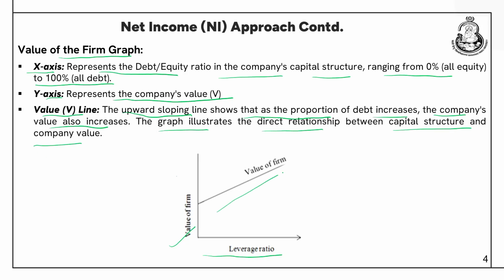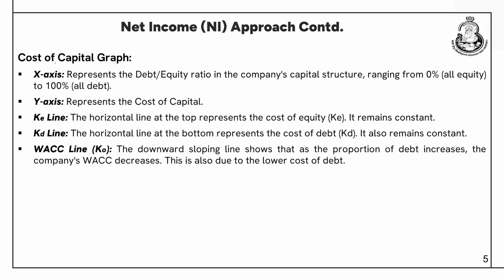You can see as you are increasing the degree of leverage, as the proportion of debt increases in the capital structure, the value of the firm increases, and this graph illustrates the direct relationship between capital structure and the value, right. Now, let us see the cost of capital graph for this theory also. The x axis represents the debt equity ratio in the company's capital structure, ranging from 0%, that is the all equity case, to 100%, the all debt case, as in the previous slide also. The y axis represents the cost of capital.